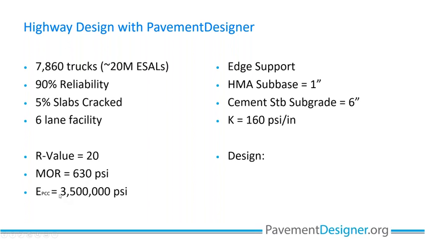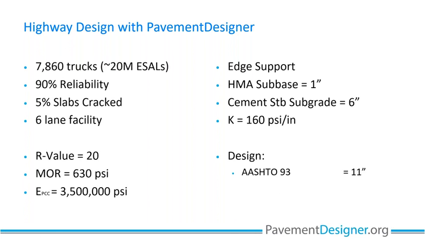So the design with AASHTO 93 was 11 inches for this concrete pavement. The Pavement Designer design for this facility was 8.5 inches. And so that's a pretty stark difference between the AASHTO 93 design process and Pavement Designer. And so a designer could really think, okay, what does this actually mean? Why are they so different?